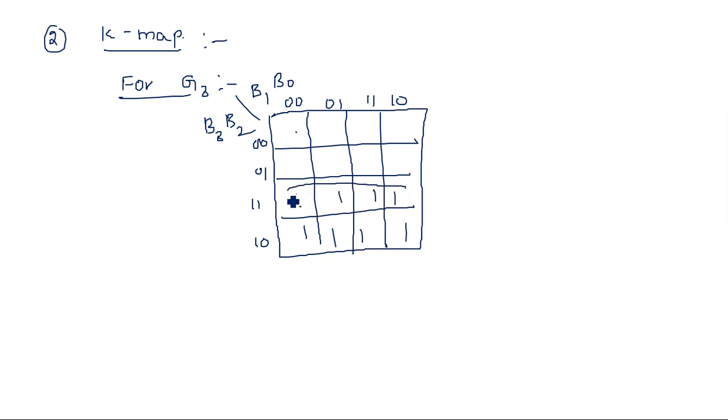So all these 8 ones we can group together. Then B3, it is nothing but B3. So G3 is equal to B3 alone. We don't have any other combination. All 8 ones are combined in a single K map.